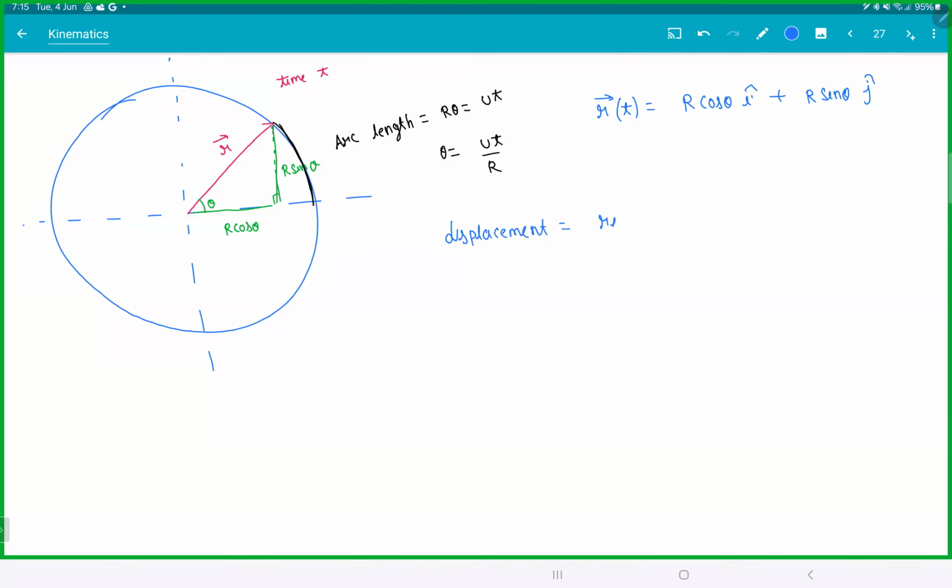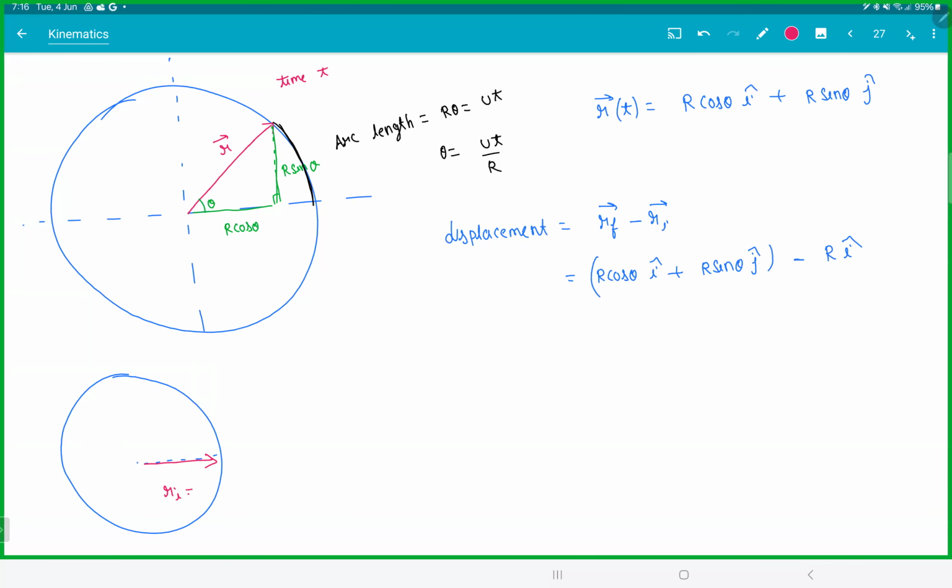Displacement is simply r final vector minus r initial vector. So here, what is r final vector? It is this guy, r cos theta i cap plus r sin theta j cap. What is the initial vector? Initial vector is minus r i cap, isn't it? Because initially, where is the particle? Initially, the particle is here. This is your r initial, which is minus r i cap. And this was your r final, which we calculated just now.